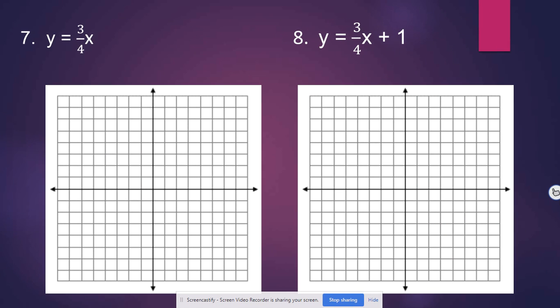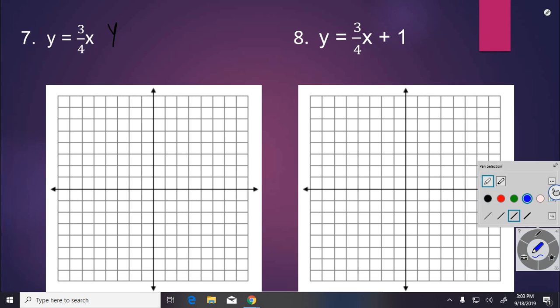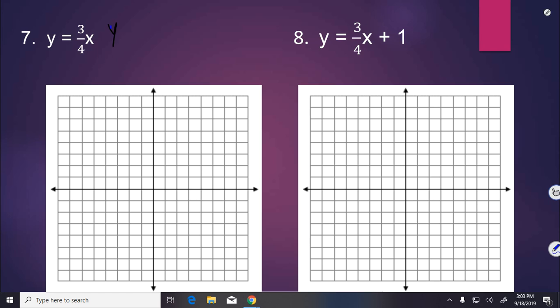Oh, I'm going to do 2 more with you, it looks like. All right, so now I have a fraction as my slope. Again, my y-intercept is 0. Bring me back to a color. And now my slope is 3/4. So I'm going to start at 0 and go up 3, right 4, up 3, right 4, or the opposite direction, down 3, left 4, down 3, left 4.